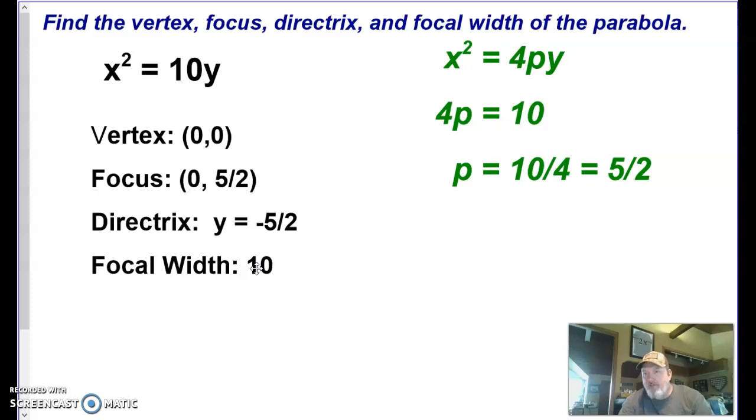So if we were going to graph this, it would have a vertex at 0, 0. It would open up. Our focus would be at 0, 5/2. Our directrix would be at -5/2. If the focus was negative, then the directrix would be positive. So they're always opposite sign.